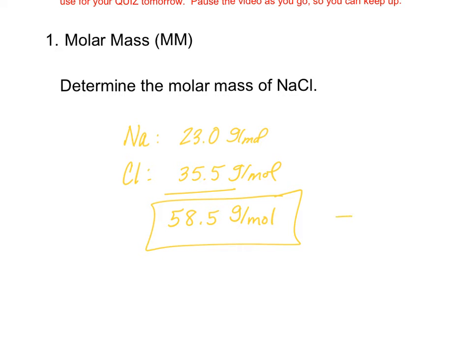So units on molar mass, the correct units would be grams per mole. You wouldn't label it just grams or moles. It would be grams per mole.